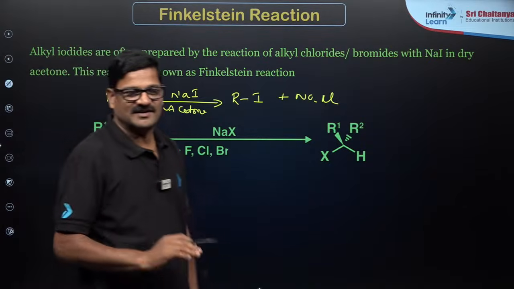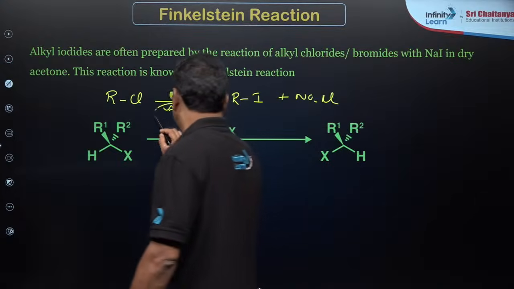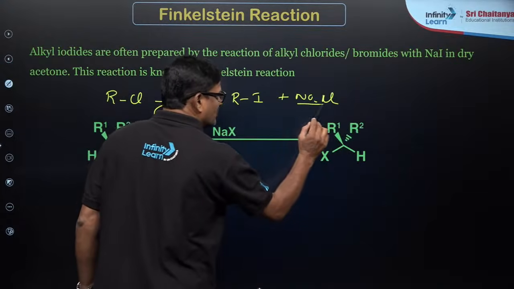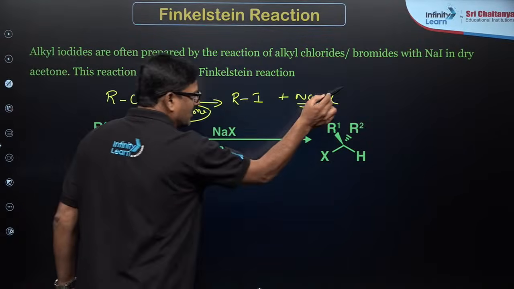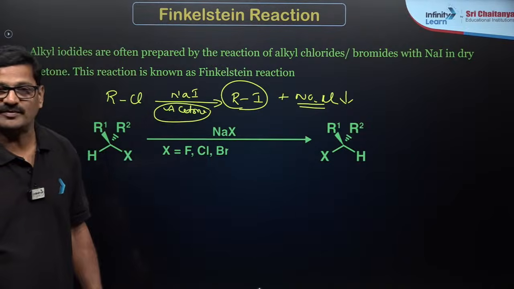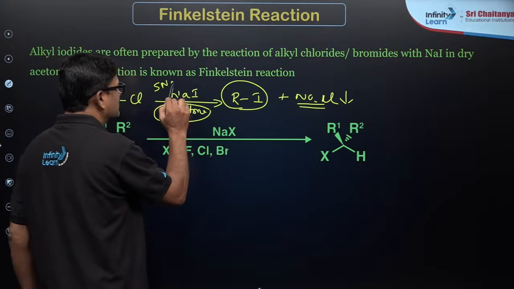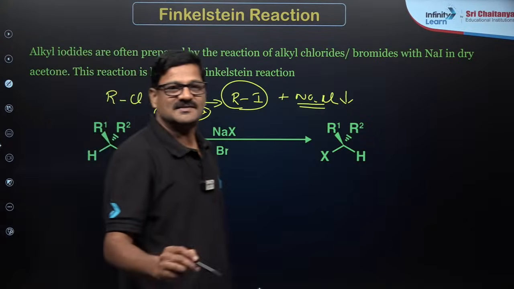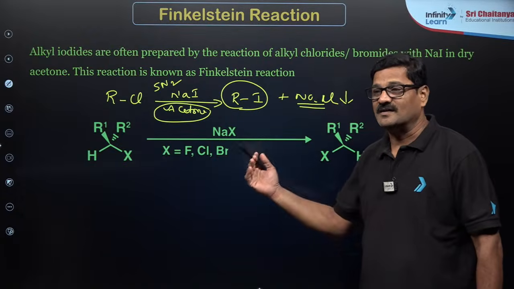In this Finkelstein reaction, what is the speciality of acetone? The side product you get is sodium chloride, which, being ionic, is insoluble in acetone. So the formation of alkyl iodide is favored. This reaction follows the SN2 mechanism, and this reaction is exclusively used for making alkyl iodides.